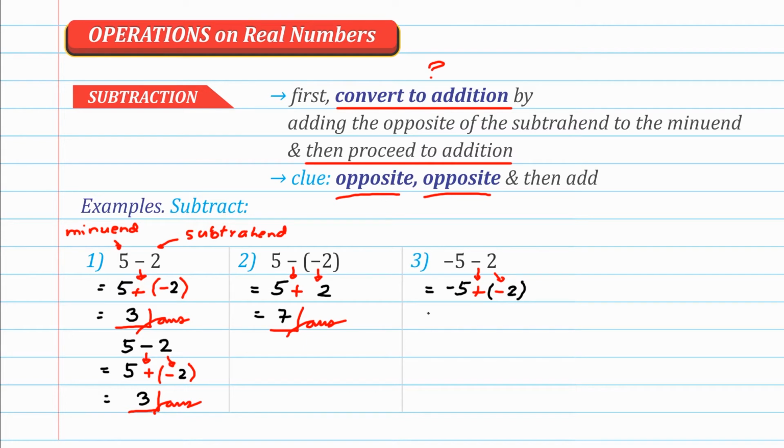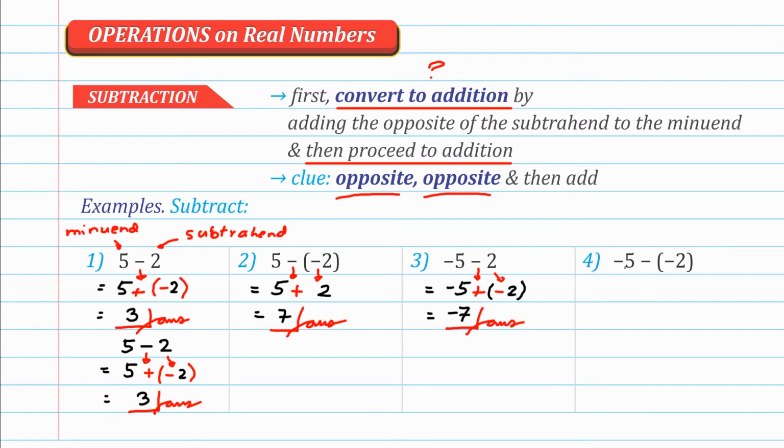Now we proceed to addition. We are adding negative 5 and negative 2. Same sign, different sign. Same sign. Therefore, do we add or subtract? We add. So adding their absolute values, we have 5 plus 2 is 7. And then copy their common sign. They're both negative. The final answer should be negative as well. So the answer is negative 7. Okay, last one.